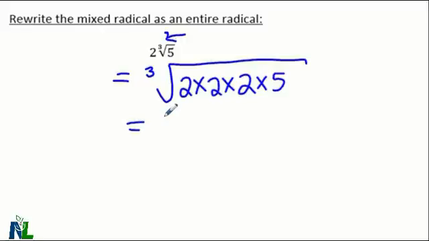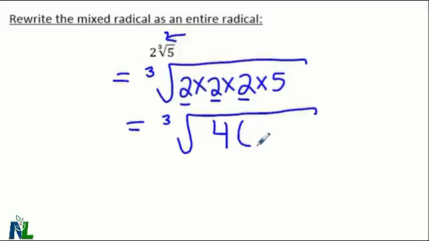So from here, I just keep my index of 3 and I multiply each of my numbers. So 2 times 2 times 2 is 8, times 5 gives me the cube root of 40. So I've rewritten it as an entire radical.